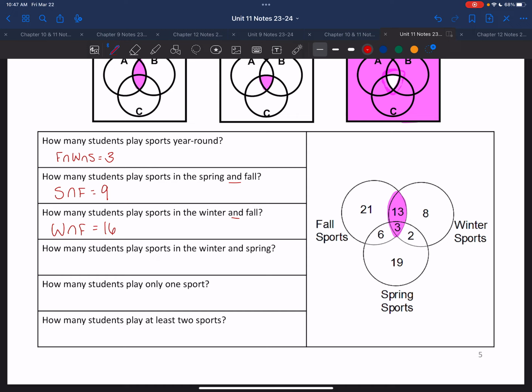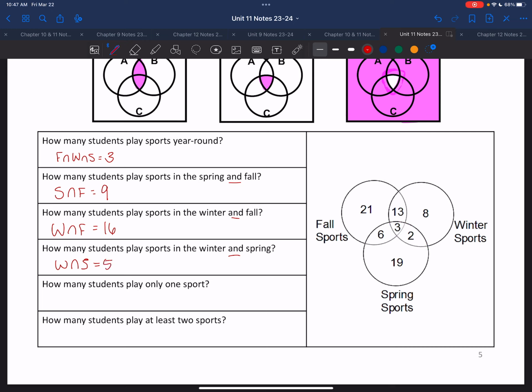And then the next one says, how many students play sports in the winter and spring? Okay, so winter and spring. So winter and spring overlap right here. And so 3 and 2 add to equal 5.